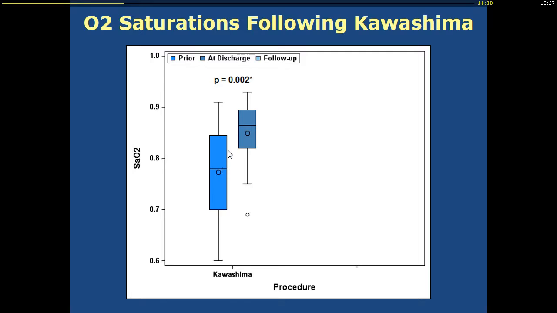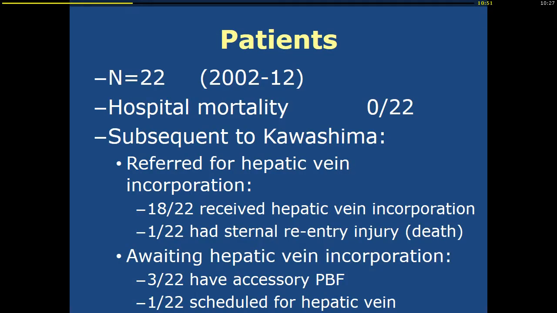So what you can see is that, as we all know, they go home with a pretty good saturation, with the average of 87% saturation at time of the Kawashima. So that definitely is an effective way to increase their saturation. However, when we looked at our Kawashima patients, there was zero mortality. And the events after the Kawashima, about 18 underwent hepatic venous incorporation. One actually was supposed to have that.